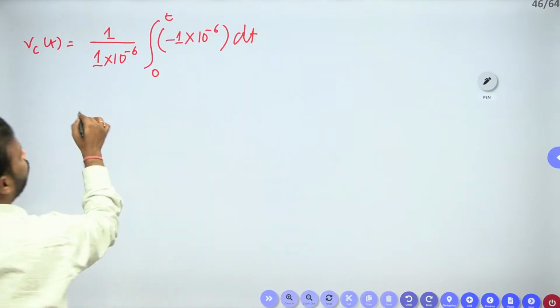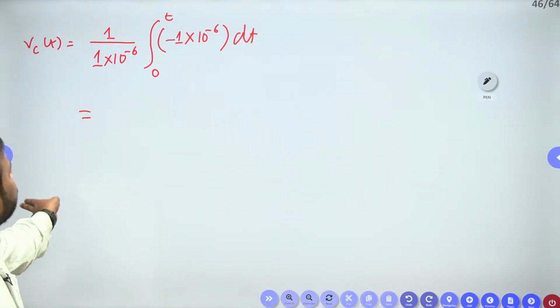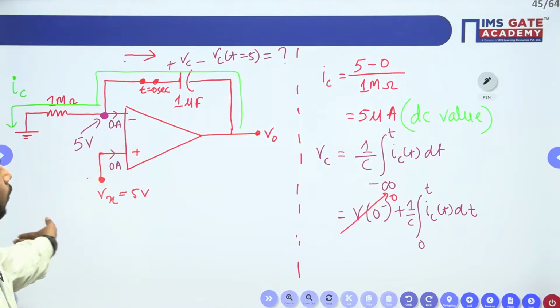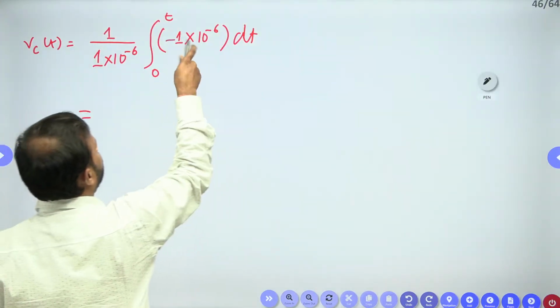Now once you integrate this part, this is 5.